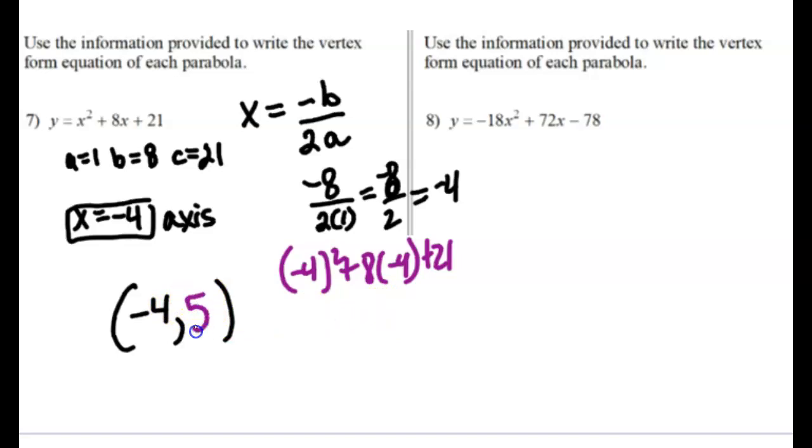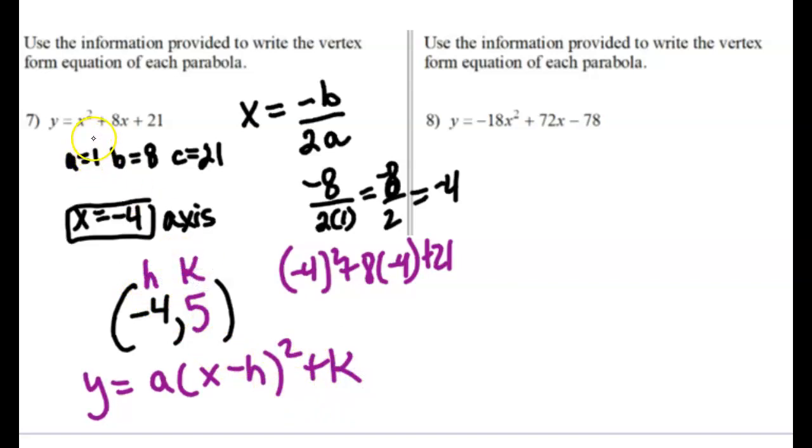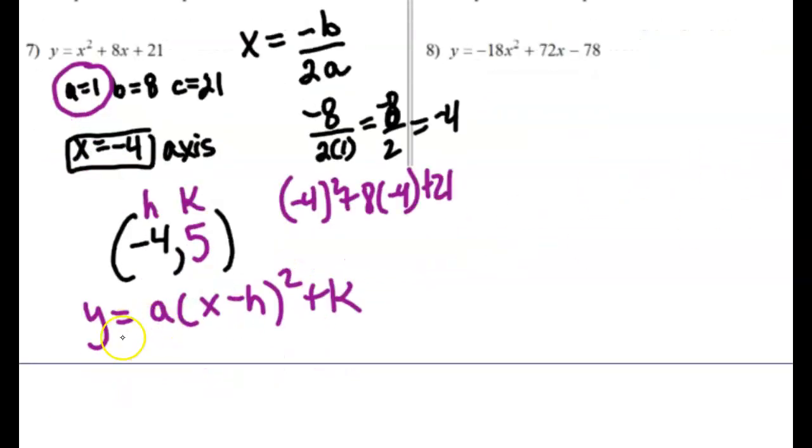Okay. Now, vertex form looks like this. y equals a, x minus h squared plus k. Guys, this is h and this is k, and a is whatever we started with up here. Okay? So a is 1. So we just have y equals 1. x minus negative 4. Be careful. So that's going to be a plus 4. And then a plus 5 on the back. Does that seem okay?